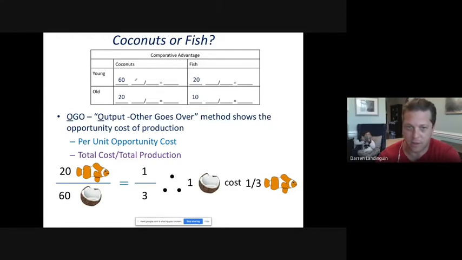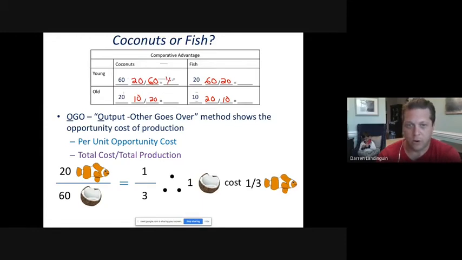Let's go ahead and fill out this information as we go. I'm taking the 20 and putting it over the 60. And over here, I'm going to take the 60 and put it over the 20. On this side, I will put the 10 over the 20, and then the 20 over the 10. So again, we're using this output method: other goes over. Then we just reduce down, right?